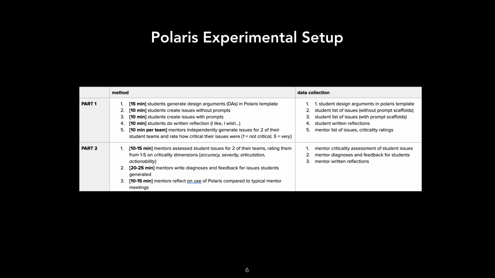In a second part of the experiment, the mentors went in and actually assessed the issues that the students had generated and rated them on a scale of 1 to 5 on these different dimensions of criticality. So how accurate they were, how severe they were, how articulate they were, and how actionable the issues were. Mentors then went through this task of trying to come up with different diagnoses and pieces of feedback for students based on the issues that they generated.